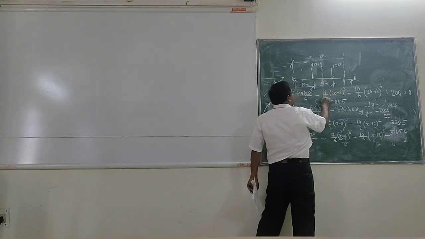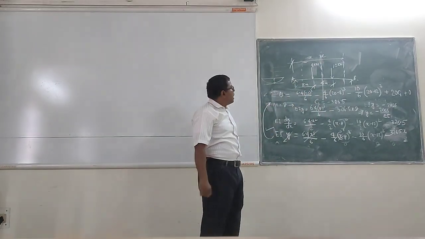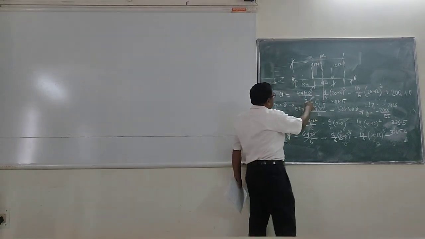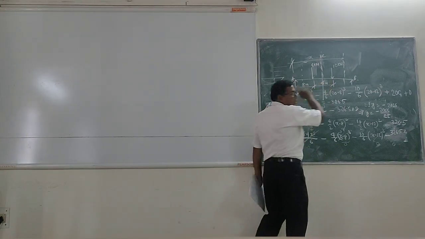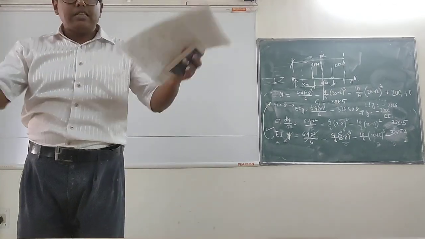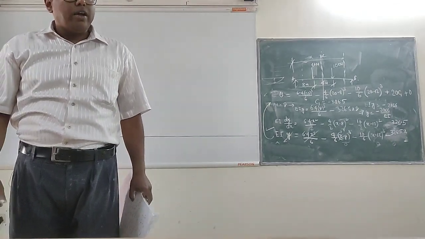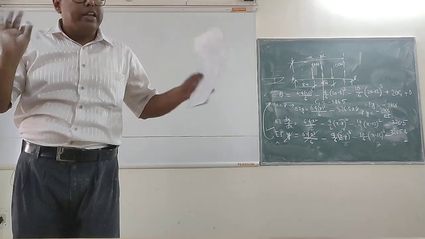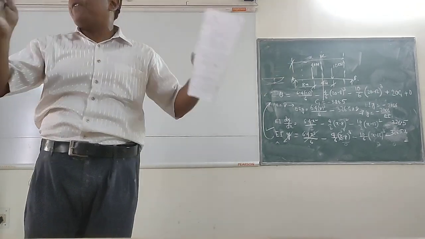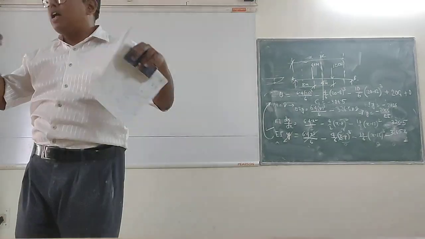Somewhere in between means here, let's say. So that means x will be lying somewhere between this 8 and 12 meter. So let's say x equal to 9 meter. Assume x equal to 9 meter. But I have to keep x as a variable because I am putting it in the deflection equation. I need to find the exact value of x.